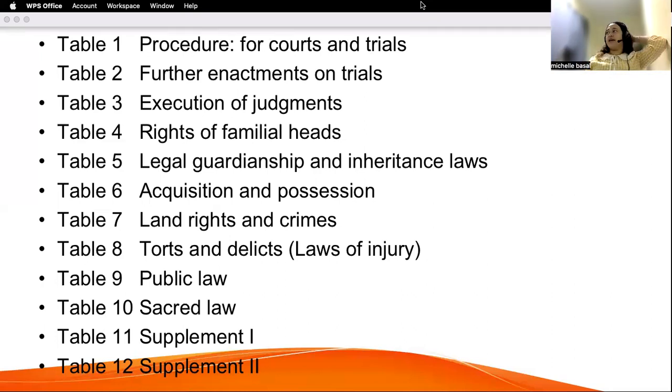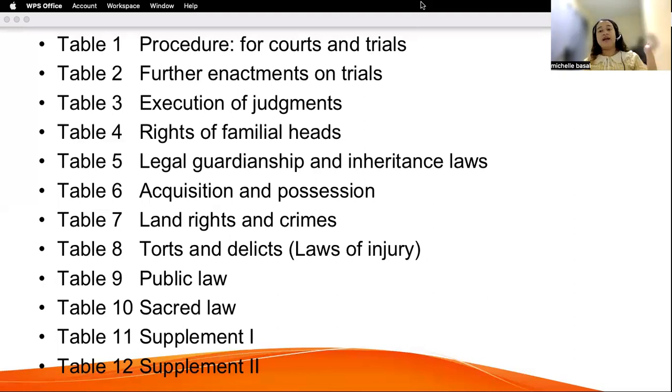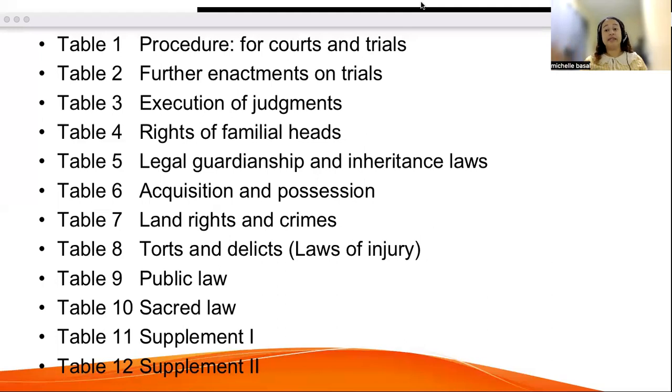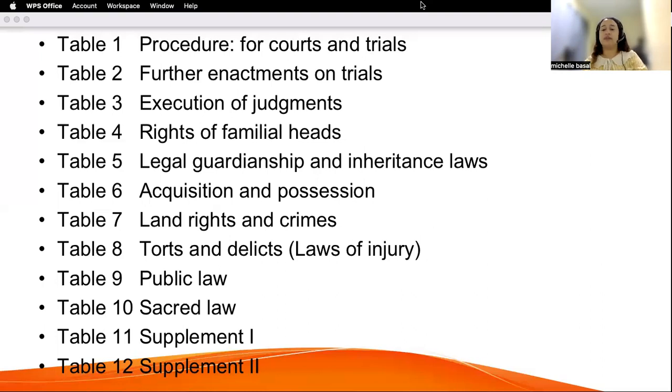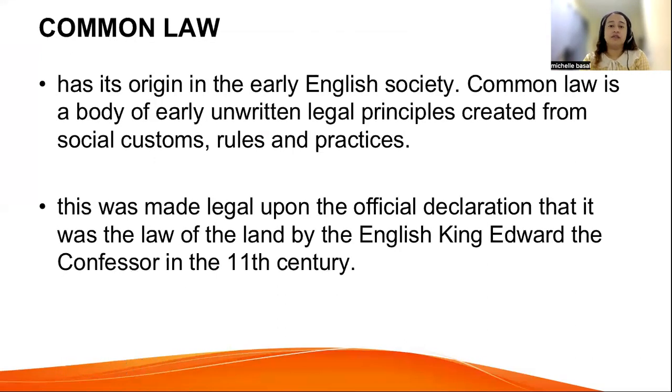The right to property was now recognized. With the enactment of these laws, the meets and bounds, the boundaries and ownership of people during that time, were recognized. Then torts and delicts, laws of injury, public law, sacred law, supplement 1, supplement 2. So this was the very first law that formalized the procedure on how criminal acts or omissions were litigated. Okay. So that's the Roman law.